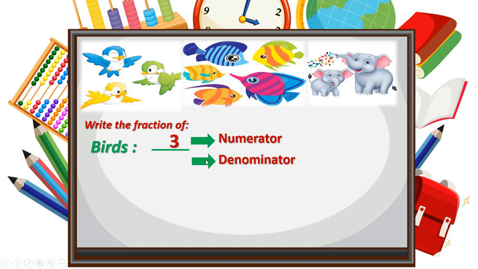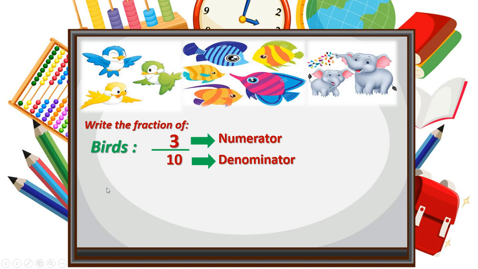Then my numerator is 3. The denominator is the total number of the parts that I have, the total number of animals. So the denominator is equal to 1, 2, 3, 4, 5, 6, 7, 8, 9, 10. Then 3 over 10 or 3 out of 10 is the fraction of birds.